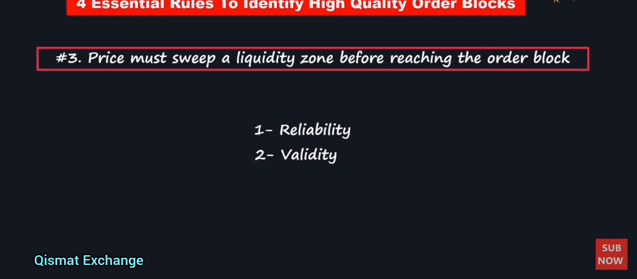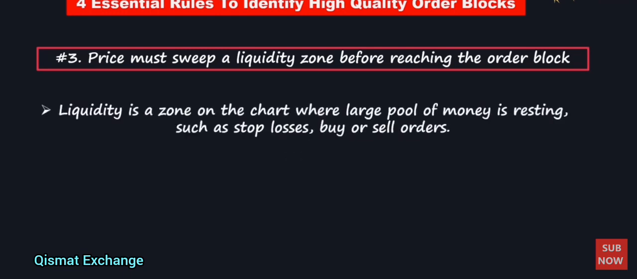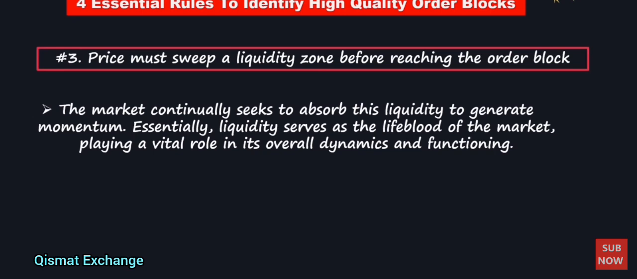This rule ensures that there is sufficient market participation and confirmation of the order block's significance before considering it for trading decisions. Liquidity is a zone on the chart where a large pool of money is resting, such as stop losses and buy or sell orders. When a trader gets stopped out of a position, the market absorbs the funds associated with that stop loss. The market continually seeks to absorb this liquidity to generate momentum. Essentially, liquidity serves as the lifeblood of the market, playing a vital role in its overall dynamics and functioning.